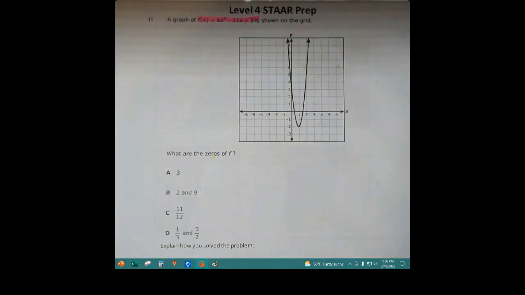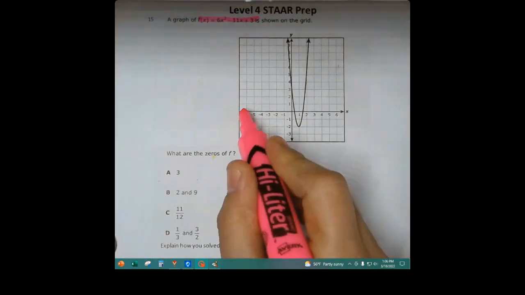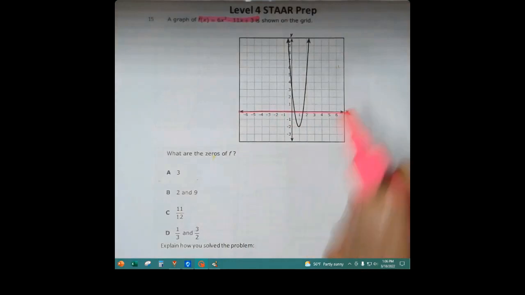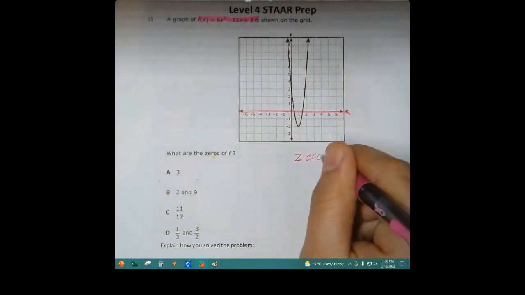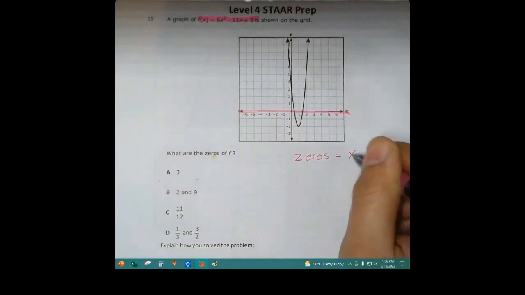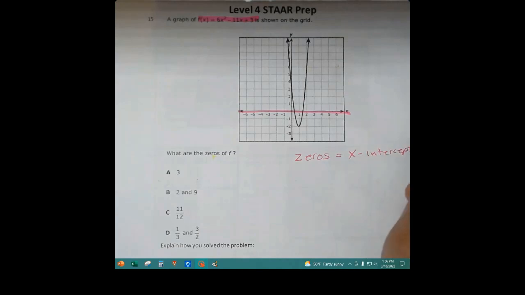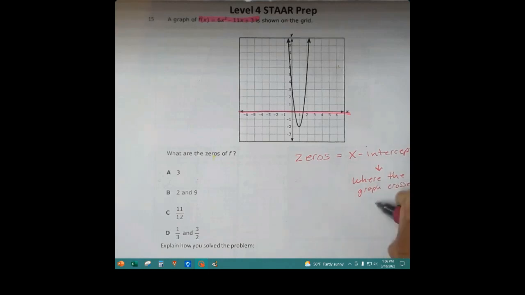Now, remember that when we talk about zeros, zeros are just another word for x-intercept. So I'm going to write that down right here. Zeros are equal to x-intercepts. And if you didn't know, x-intercepts are where the graph crosses the x-axis.